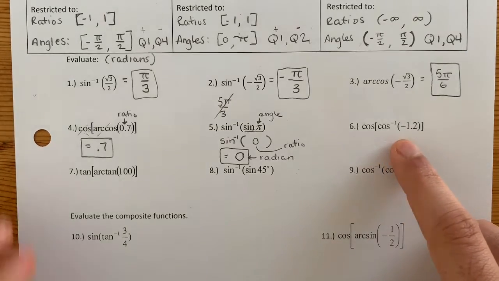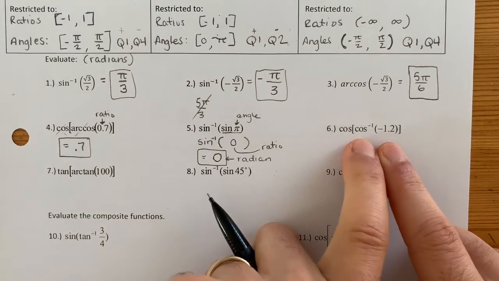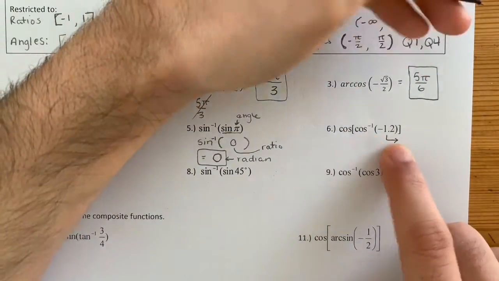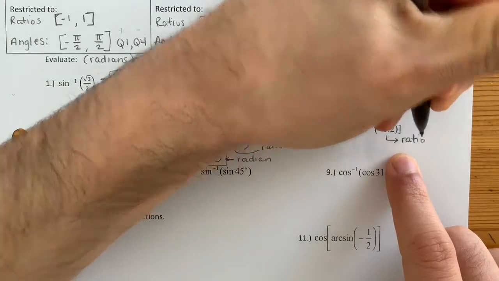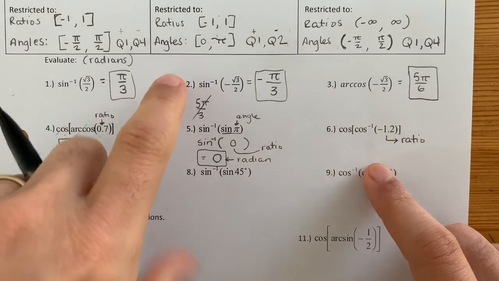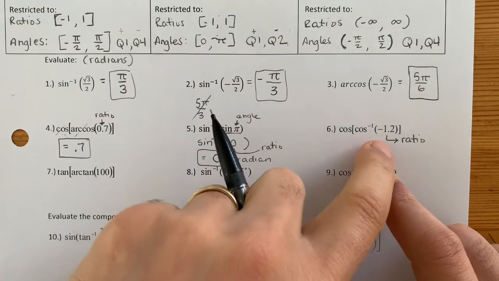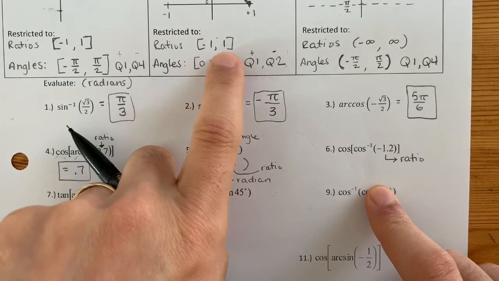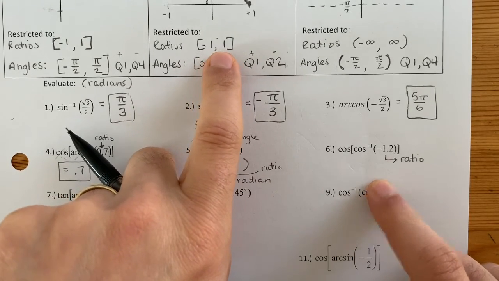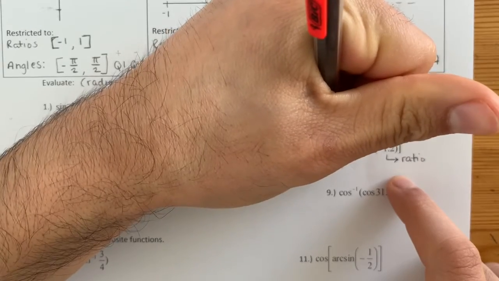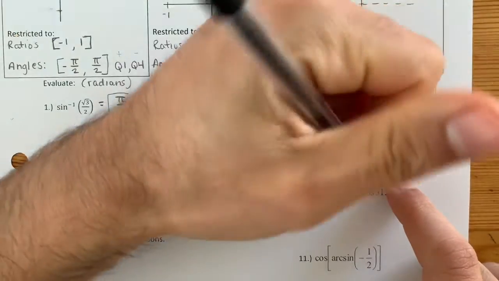Okay, next one. There is a cosine inverse of negative 1.2. That means we're plugging in the ratio. So is it possible for a ratio of cosine to equal negative 1.2? No, negative 1.2 does not fit here. And there's no way that ratio could ever exist, because as a ratio, that would be like negative 1 to 1.2. Oh, sorry, no, not even.